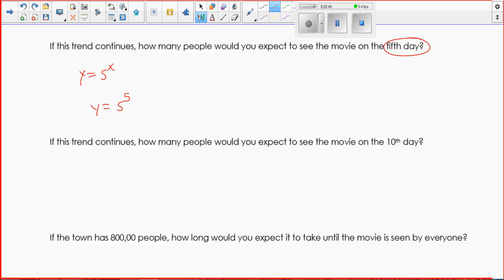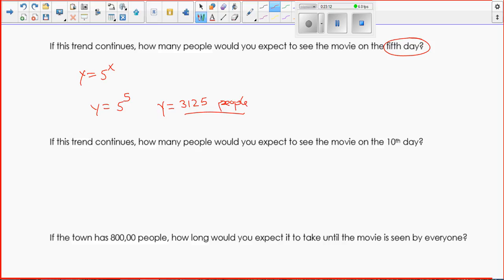Okay, so 5 to the 5th is 3125. So y equals 3125. So that's about 3,125 people. So it's not an exact answer. Based off of this trend, we can expect 3,125 people to attend. Okay. If this trend continues, how many people would you expect to see the movie on the 10th day?